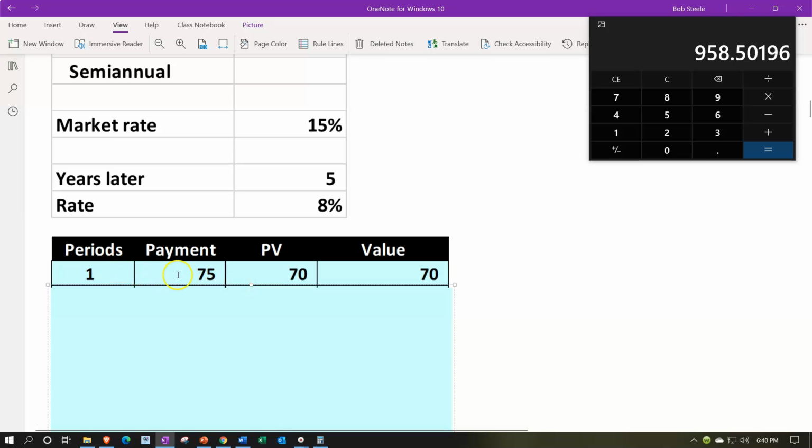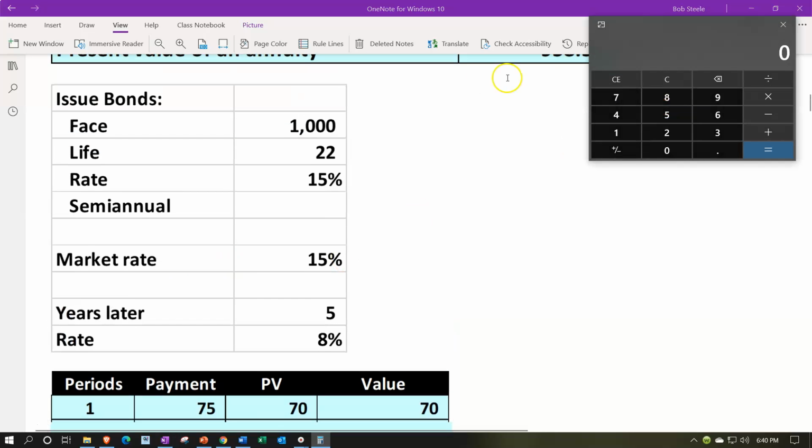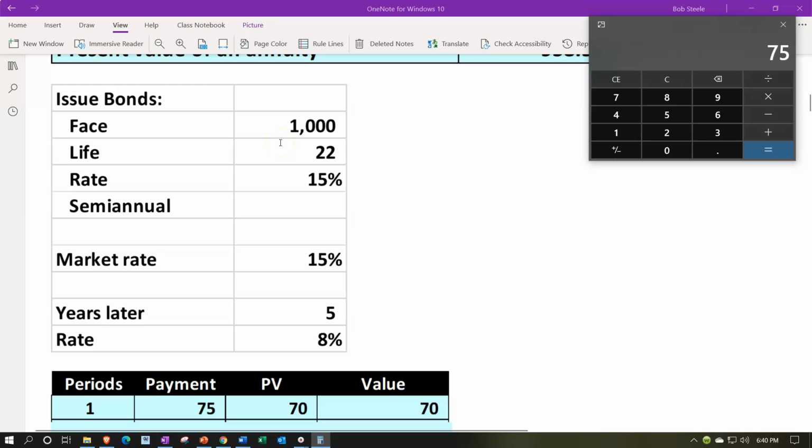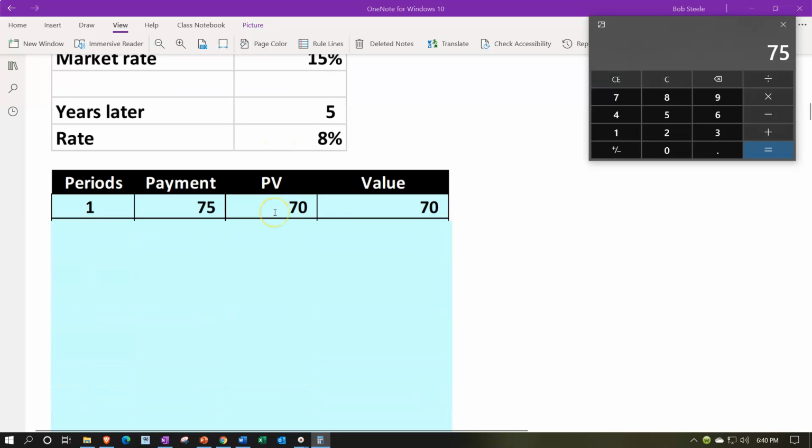1 period out, we're talking 75 as the annuity payment, which is once again the 1,000 times 0.15 divided by 2. Let's do that again. The annuity payment is 1,000 times 0.15 and then divided by 2. Right, 75. If we present value that, and I won't do the present value here, but you can imagine this being done in Excel, we'll then calculate the present value of 1 using a present value formula shortly. But we would get the $70.